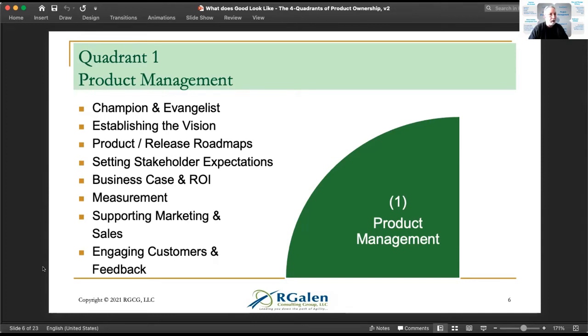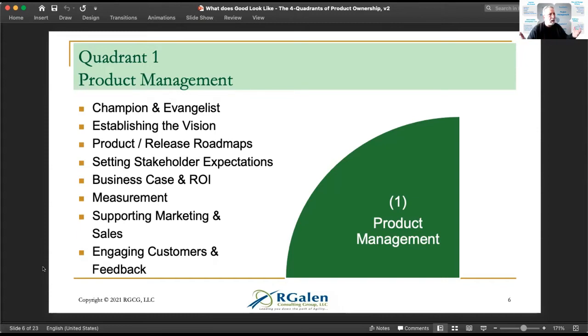Measurement could fall in here as well. Not only measuring progress, but measuring ROI. Having targets, and then measuring, are we achieving those targets? We're looking for 50% covering 50% of our current client base. And then are we actually realizing that? So looking at ROI targets, looking at usage targets, looking at some other targets. Supporting infrastructure inside the company, marketing and sales.